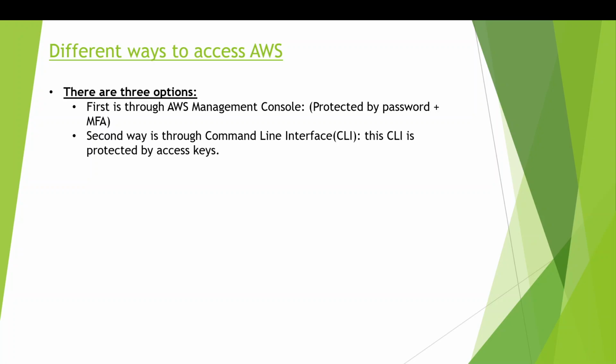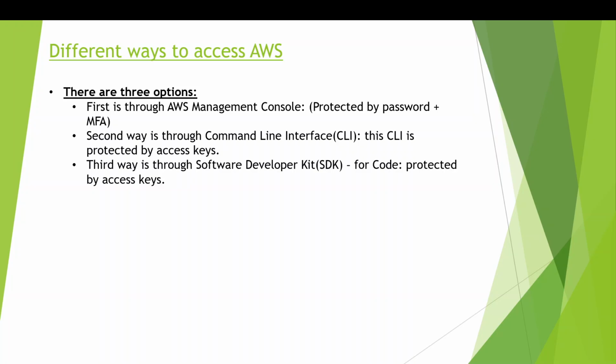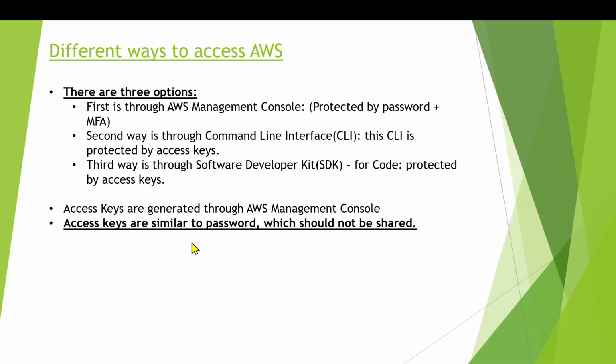The second option is through CLI, command line interface, and the CLI is protected using access keys. And the third is using SDK, and this is also protected using the access key. So these are the three different ways to access AWS. And if we talk about access keys, they are generated using the Management Console through the GUI, and these access keys are similar to a password, which should not be shared with any other user.